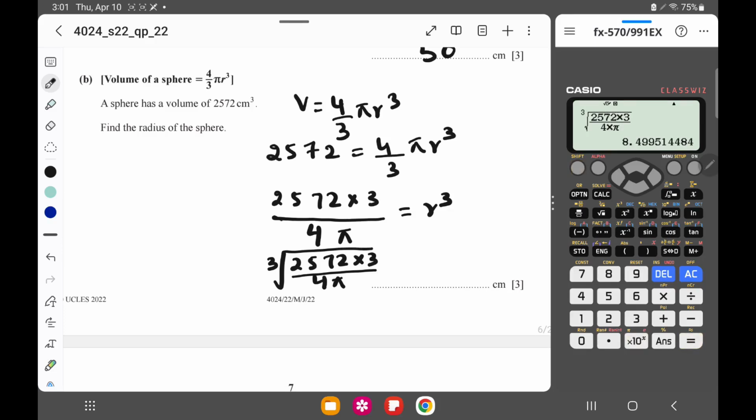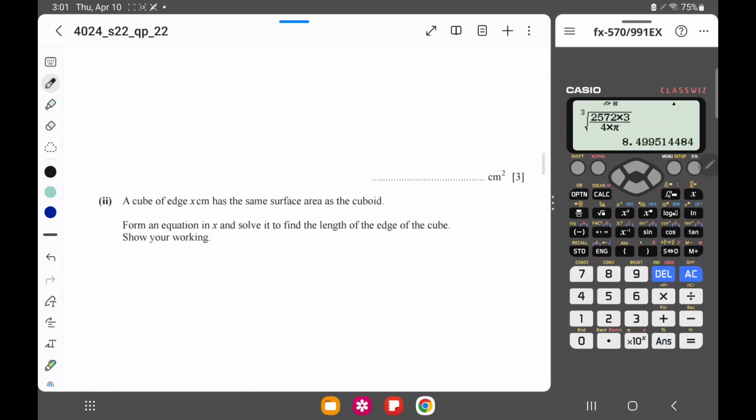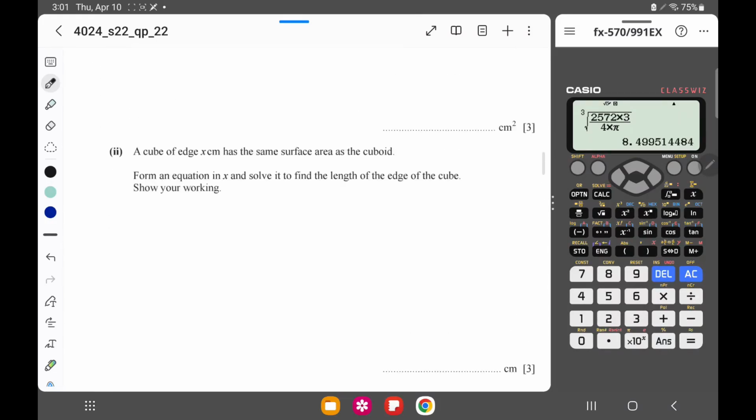So your answer is 8.499, which means you can write down 8.5 centimeters is the answer for this part. Okay, so it has part C also and D as part C 1 and 2.